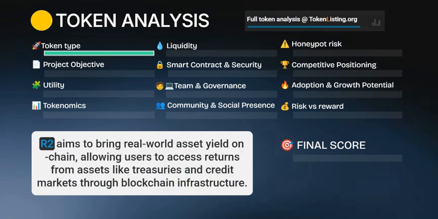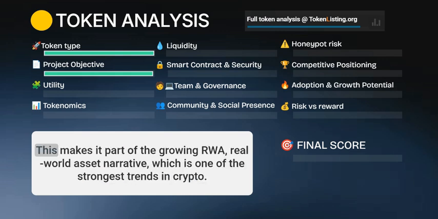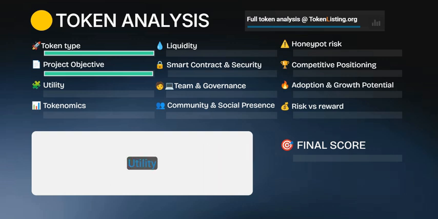Project objective. R2 aims to bring real-world asset yield on-chain, allowing users to access returns from assets like treasuries and credit markets through blockchain infrastructure. The project focuses on structured capital allocation rather than speculation, positioning itself closer to traditional finance than typical DeFi protocols. This makes it part of the growing RWA real-world asset narrative, which is one of the strongest trends in crypto.